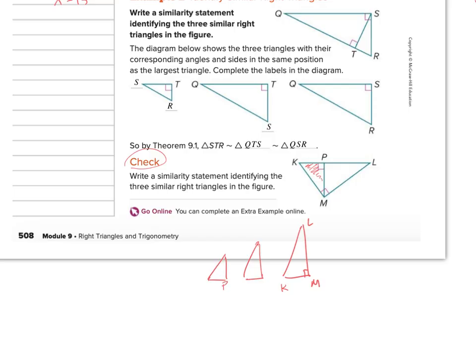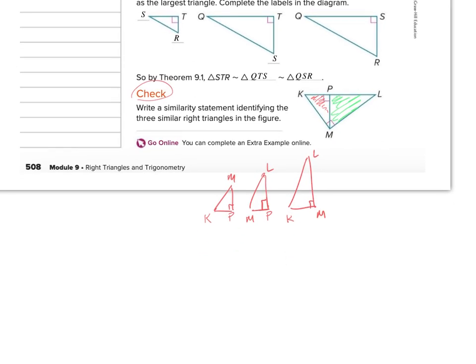P represents the right angle. The short leg represents K. The long leg is M. And then I have this other triangle right here. And then P represents my 90-degree angle. And then, of course, my short leg is K. And then, no, I'm doing the wrong one. P represents my 90, my short leg is M, and my other angle would be L. So those are your 3 similar triangles.